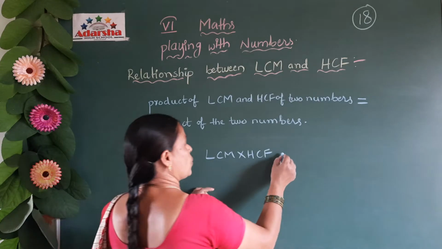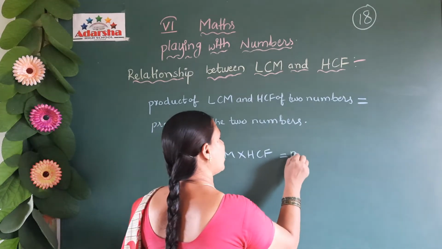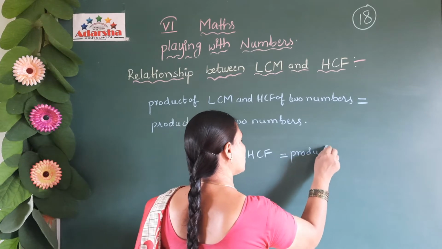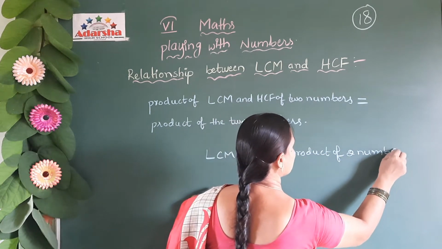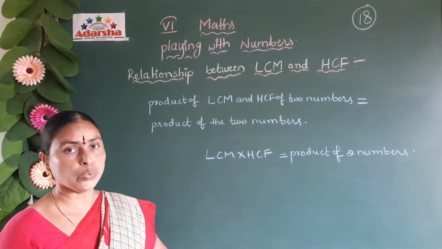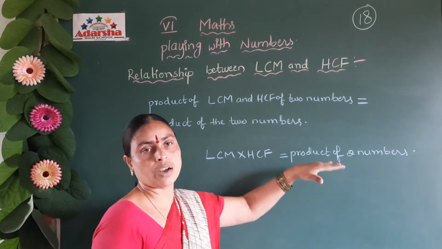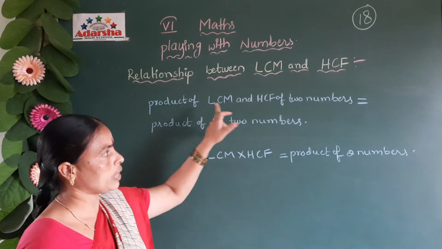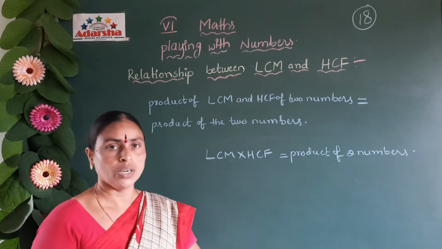This product is equal to the product of the two numbers. This is the relationship between LCM and HCF of the two numbers: LCM into HCF equals the product of the two numbers.